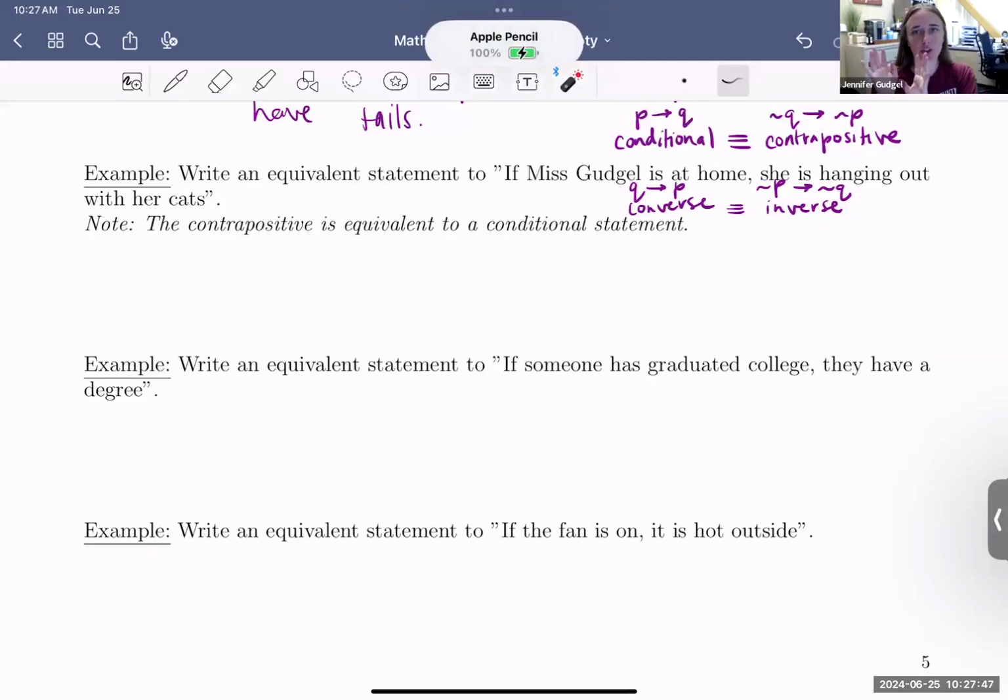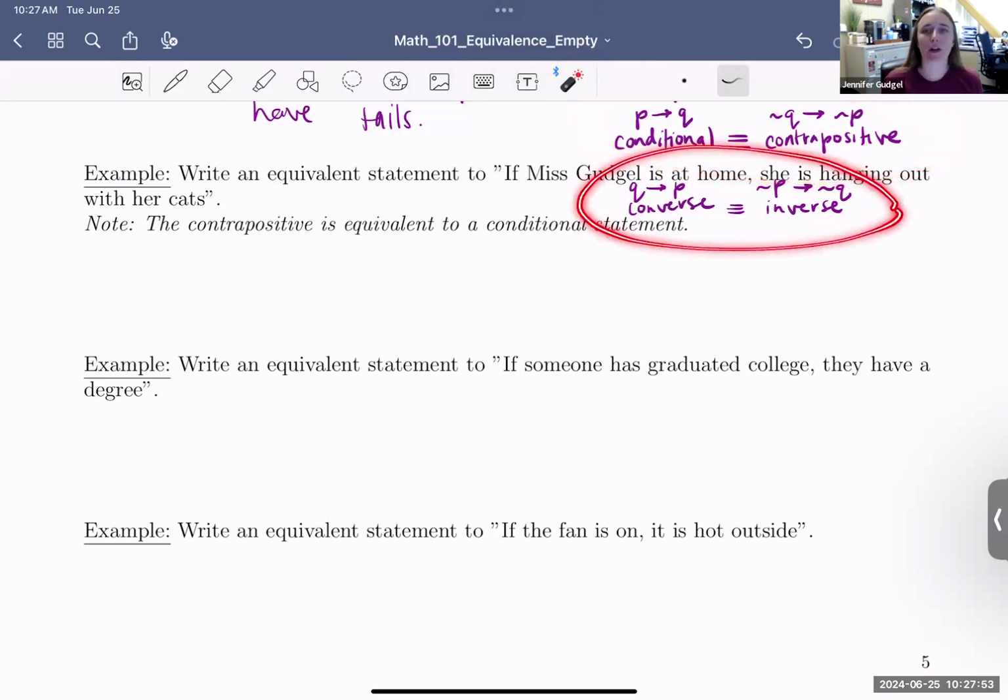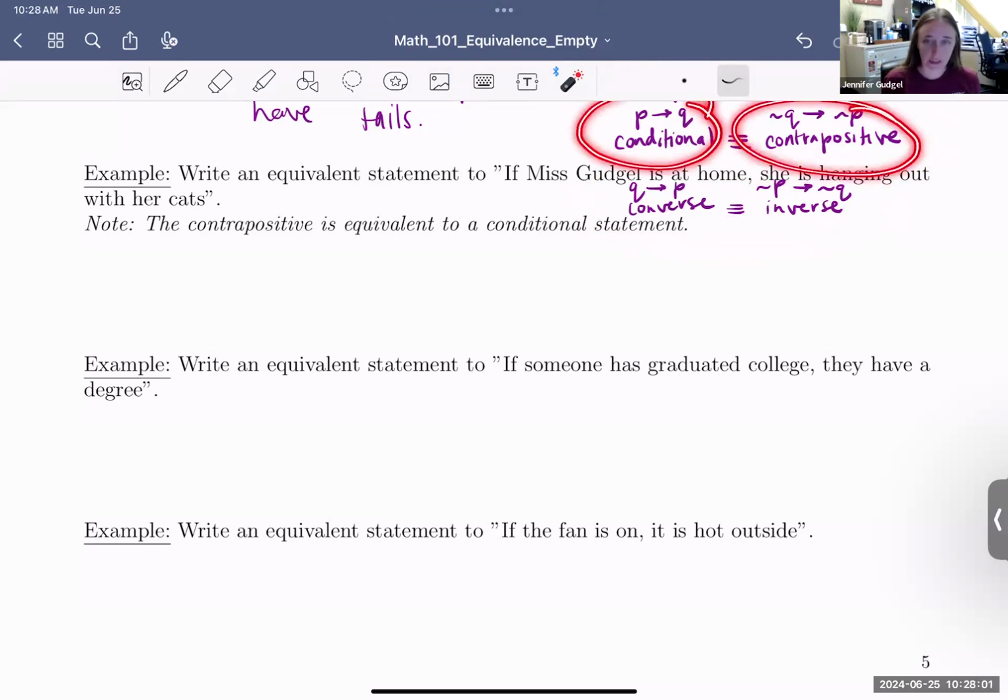Or I wrote in just a moment ago these 4 pieces up here. So let's copy those down or focus on them for a moment, just to remind you of the equivalencies we've talked about with these alternative statements. Our original conditional is equivalent to the contrapositive. Our original converse is equivalent to the inverse.